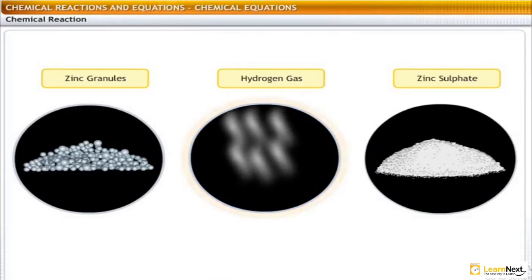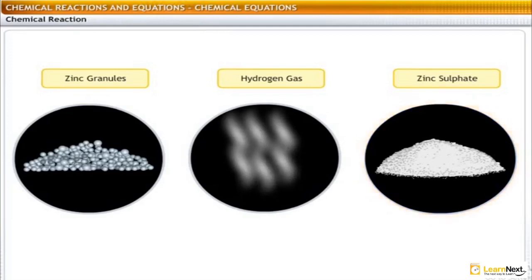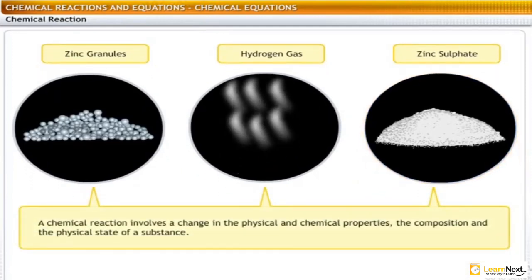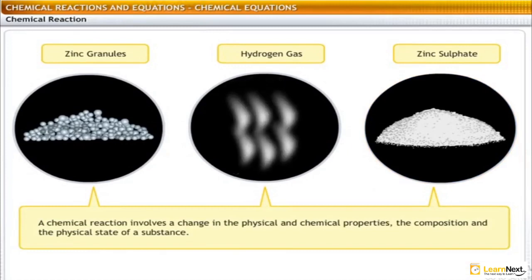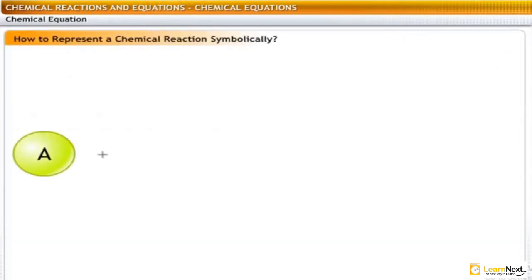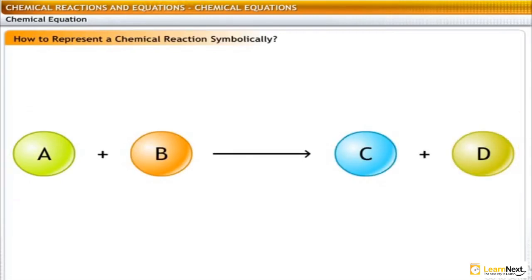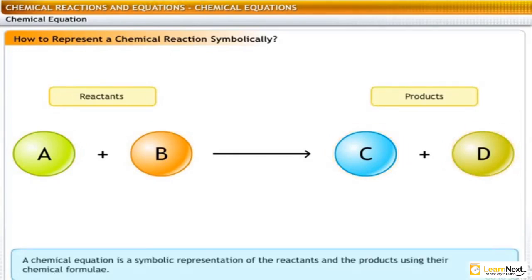Zinc reacted with sulfuric acid to form zinc sulfate, a salt. Thus, the composition of the reactants changed. Hence, we can say that a chemical reaction involves the change in the physical and chemical properties, the composition and the physical state of a substance, whether an element or a compound. A chemical reaction is typically expressed in terms of a chemical equation. A chemical equation indicates the components in a reaction, the physical state of each reactant, and the products of a reaction. Thus, a chemical equation is a symbolic representation of the reactants and the products, using their chemical formulae.